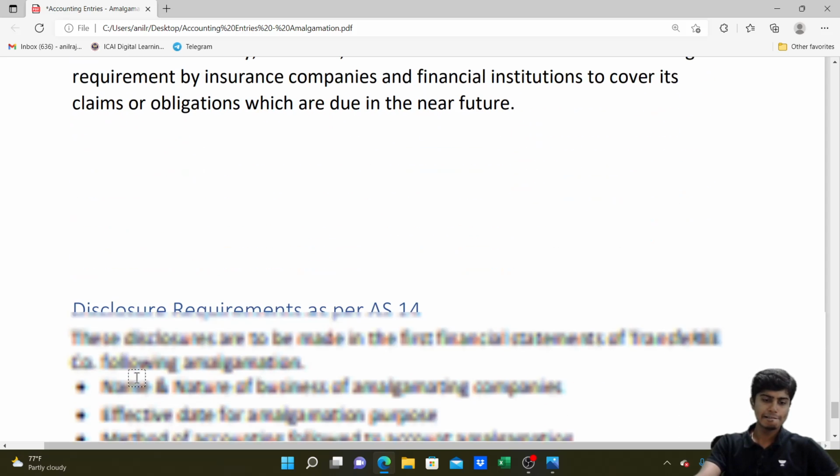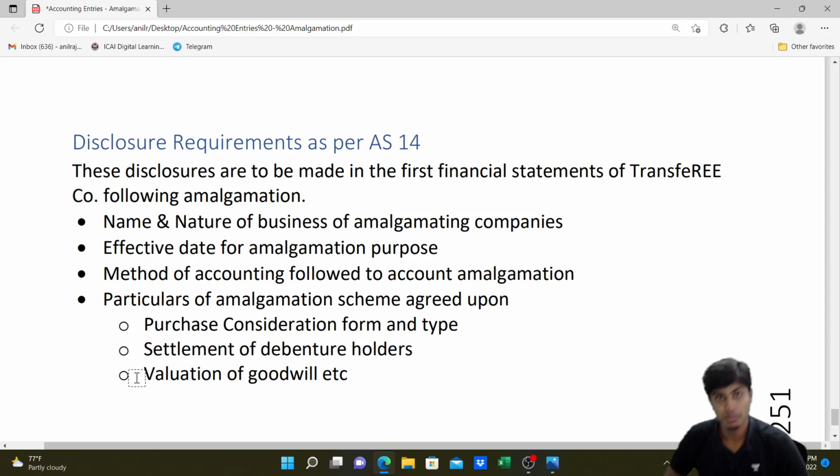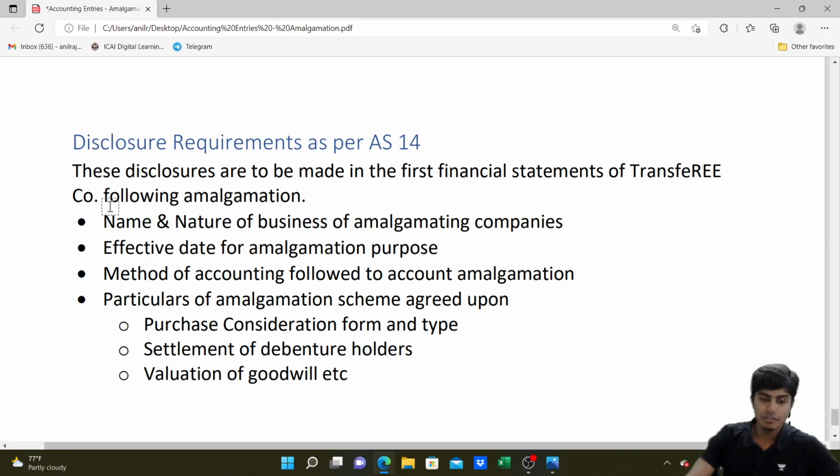That's it. Then once we do this, we'd have to go ahead and prepare financial statements. But another important thing is the disclosure requirements as per AS 14, which have to be adhered to, and these disclosure requirements have to be fulfilled in the books of transferee company. What are the disclosure requirements? We should disclose the name and nature of amalgamation.